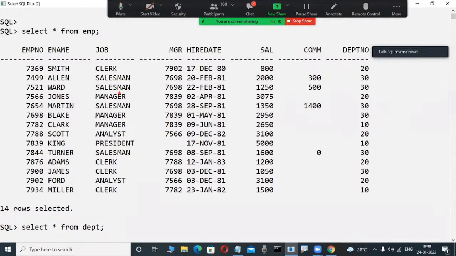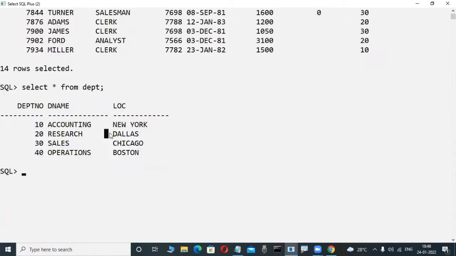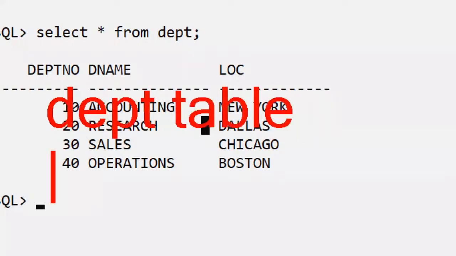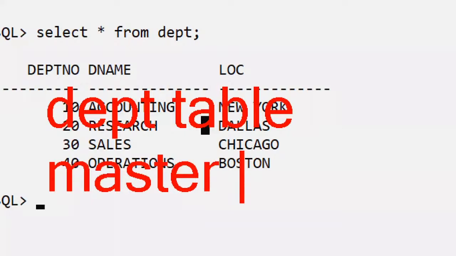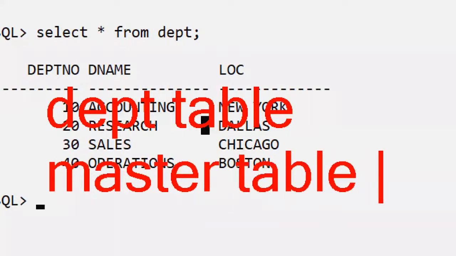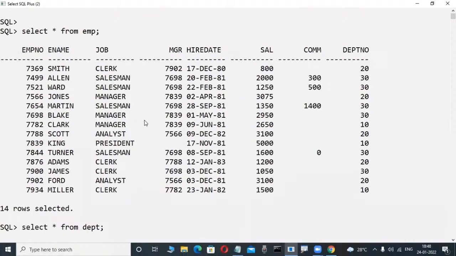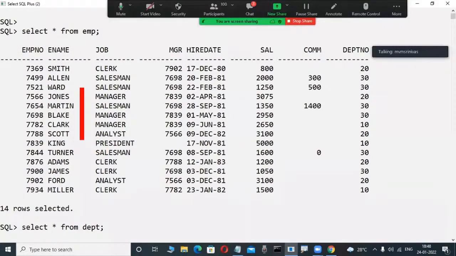Here, EMP is a child table. Really correct. Very good. Some fellows are guessing, and how they are guessing, I don't know. But DEPT is a master table. Very, very, very important. Most powerful. The DEPT table is a master table. What is this one? A small table. This is a master table, according to Oracle Corporation. Again, the EMP table is a child table. Really, EMP is a child table.